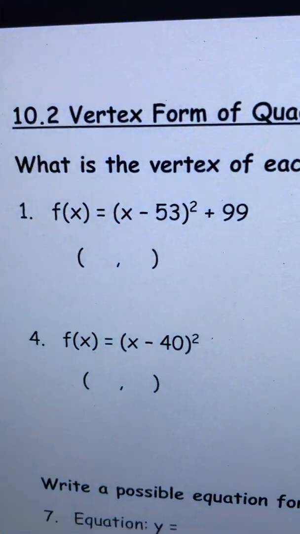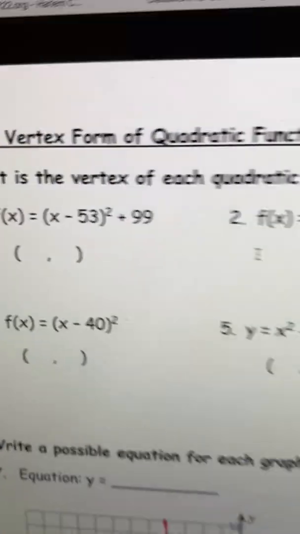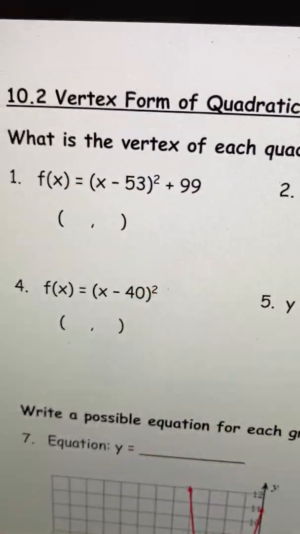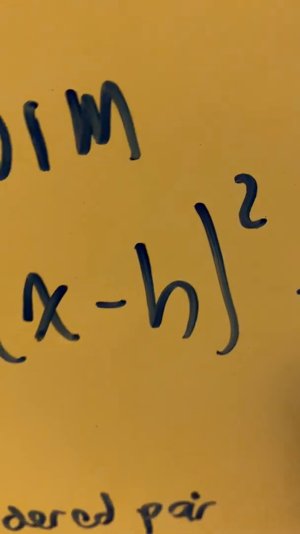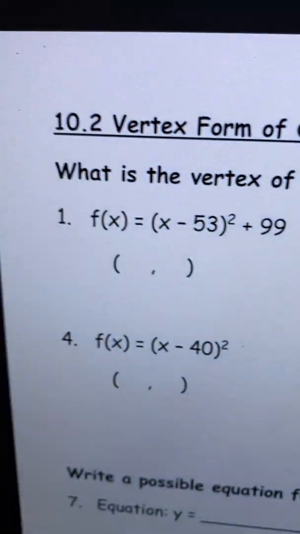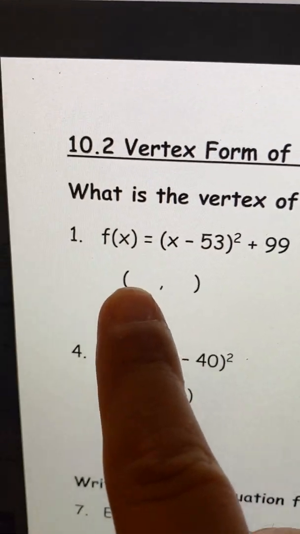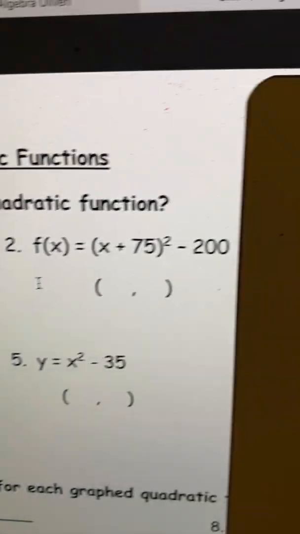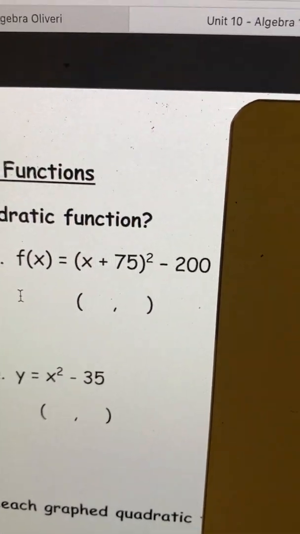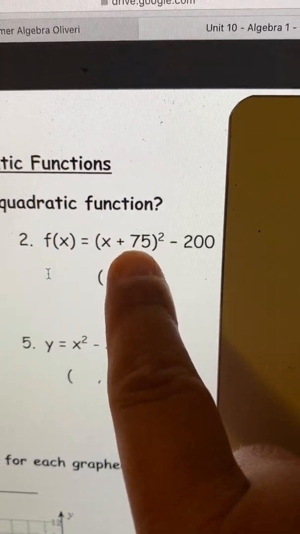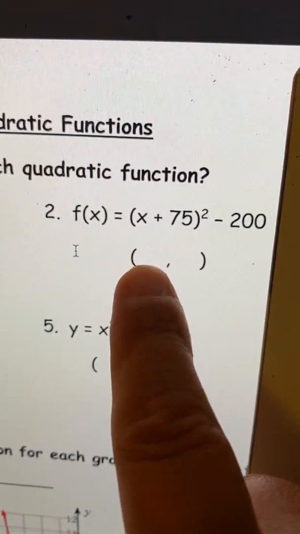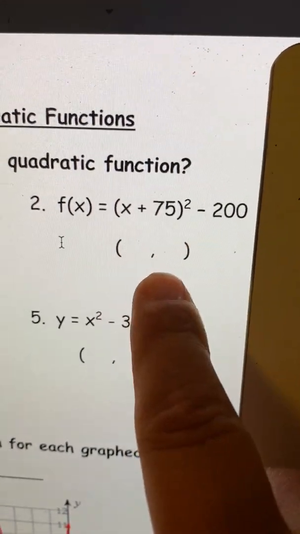The high school gives you a worksheet, and they say find the vertex from this function. Well, they give you the vertex. The vertex is these two numbers, the 53 and the 99. What you've got to be careful of is it's x minus h in the problem. So the 53 is not a negative 53, it's a positive 53 and a positive 99. That's the vertex. Just like if you go to this one, be very careful. The 75 is now positive. How did it change from a negative h to a positive h? That means it had to be negative when it was placed in there. So the ordered pair would be a negative 75 and a negative 200.